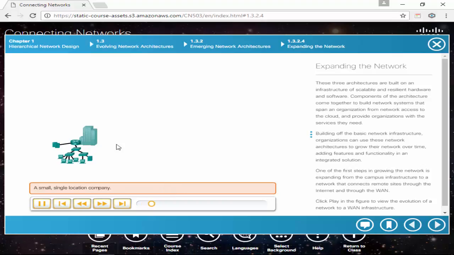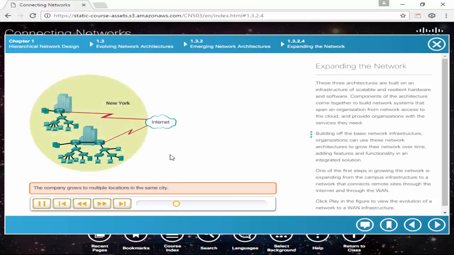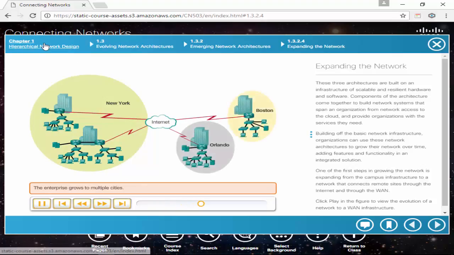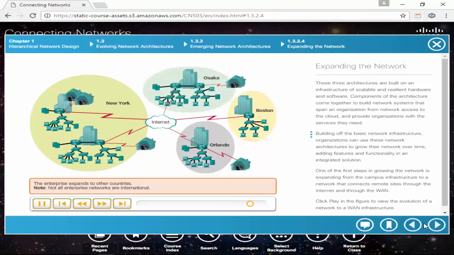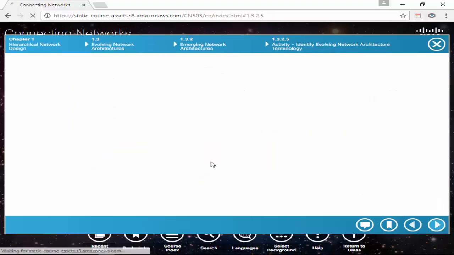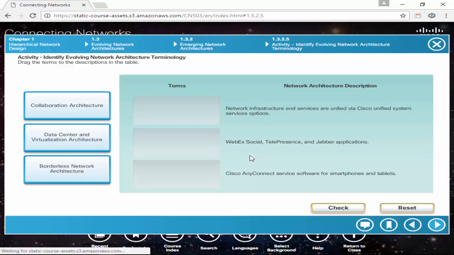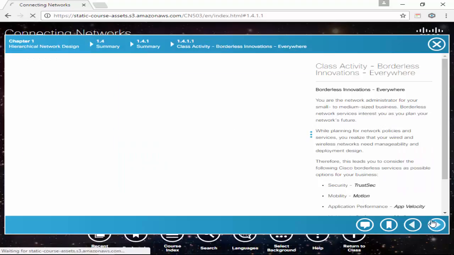Expanding the network. This is just talking about how we need to have the ability to grow and expand, and that's what this whole CCNA4 is called, connecting networks. So basically everything we talk about is based on the internet, connecting different sites, now that we know how to build them perfectly because of CCNA3. Okay.